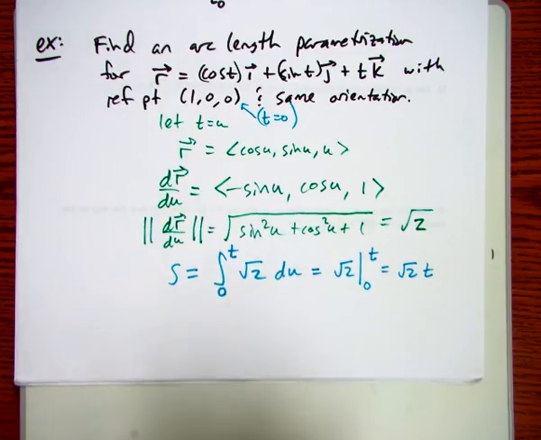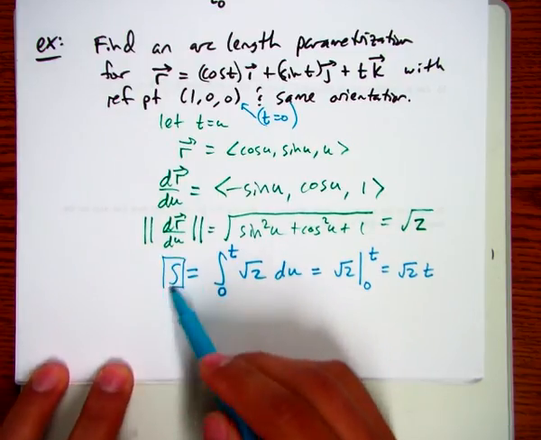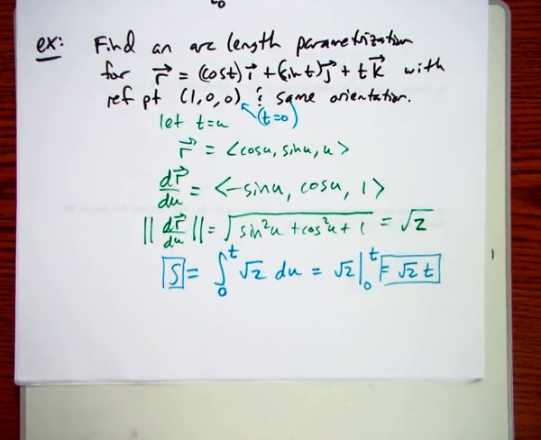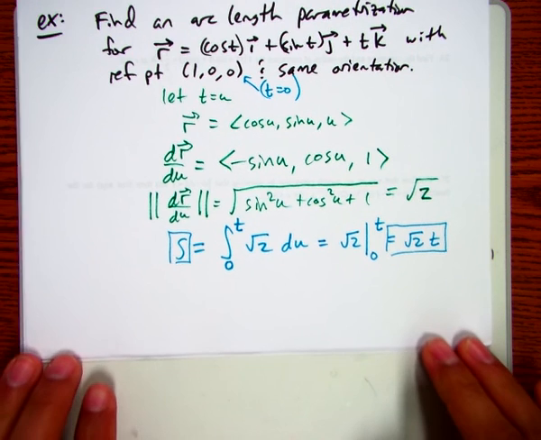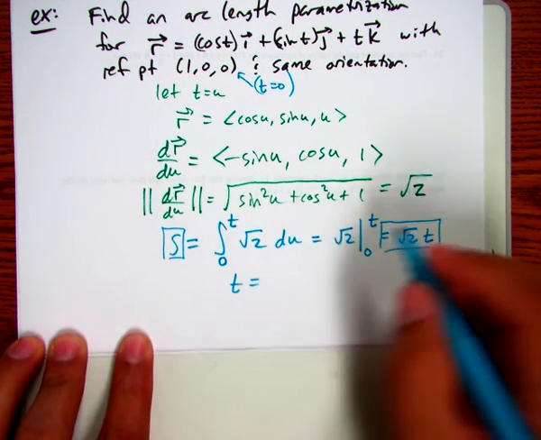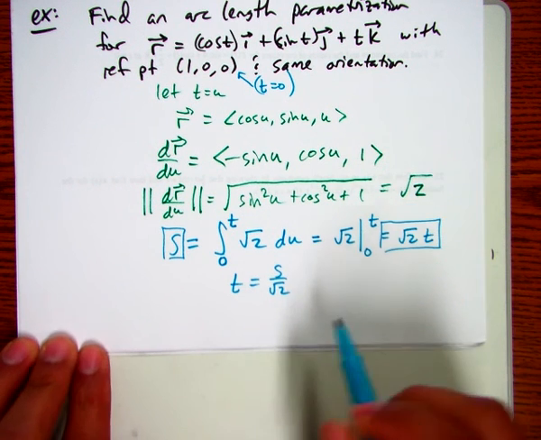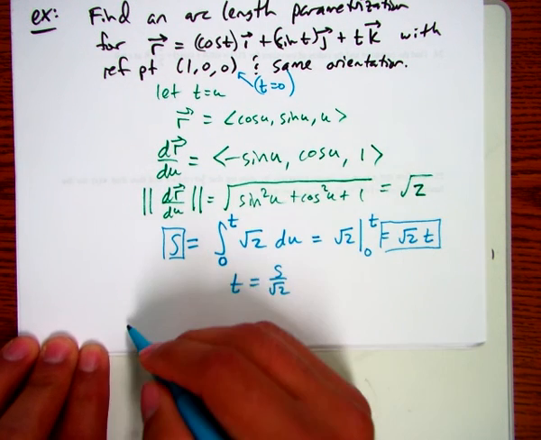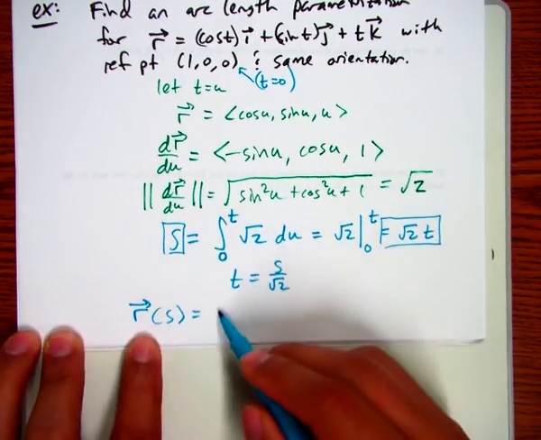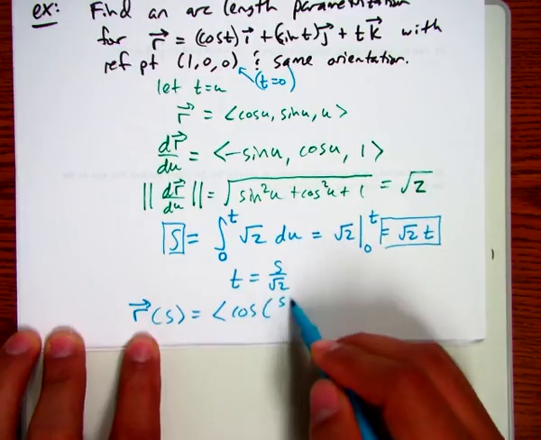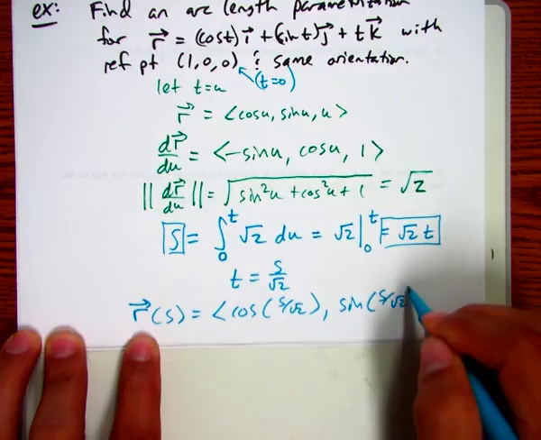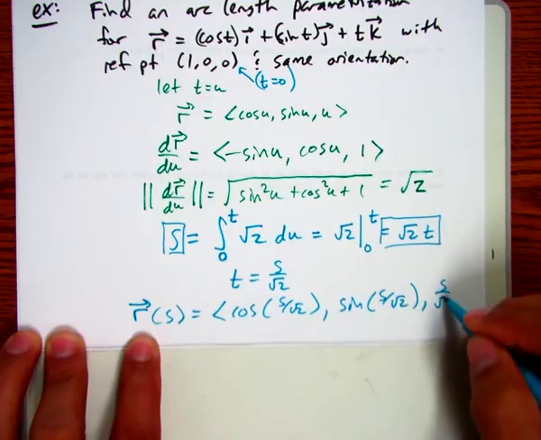Okay, so here's the key. S, arc length, equals just root 2 times our original parameter t. Okay, so that means that t would be s over root 2. And now we can change the parameter on our original function. So we have r of s is going to be cosine of s over root 2, sine of s over root 2, and s over root 2.